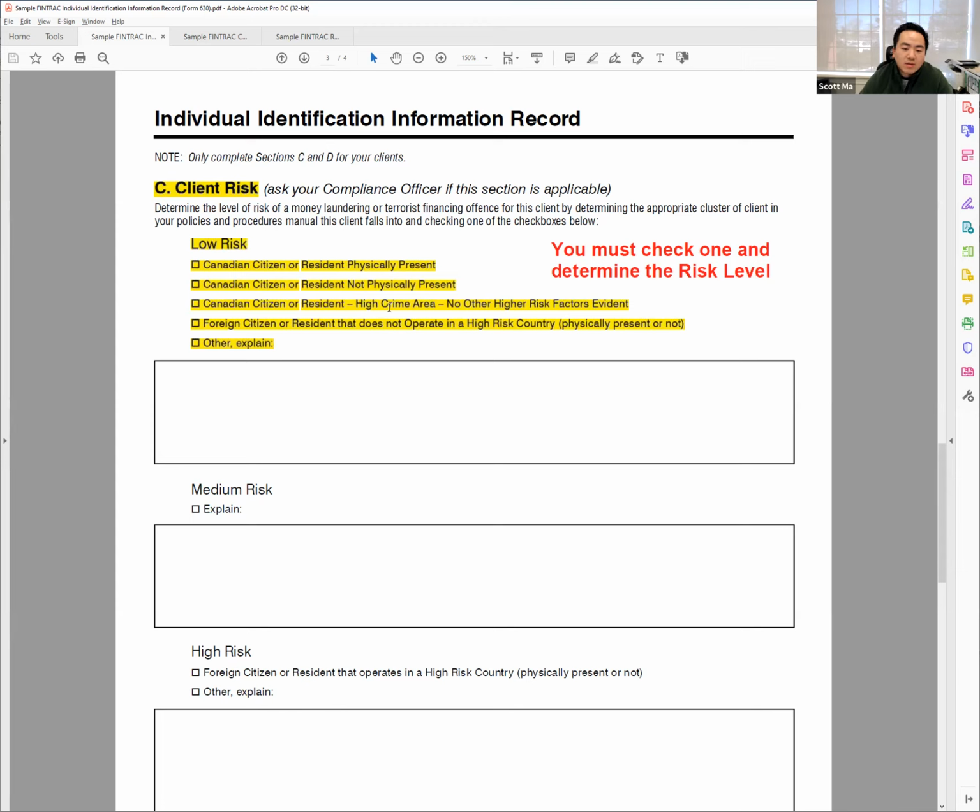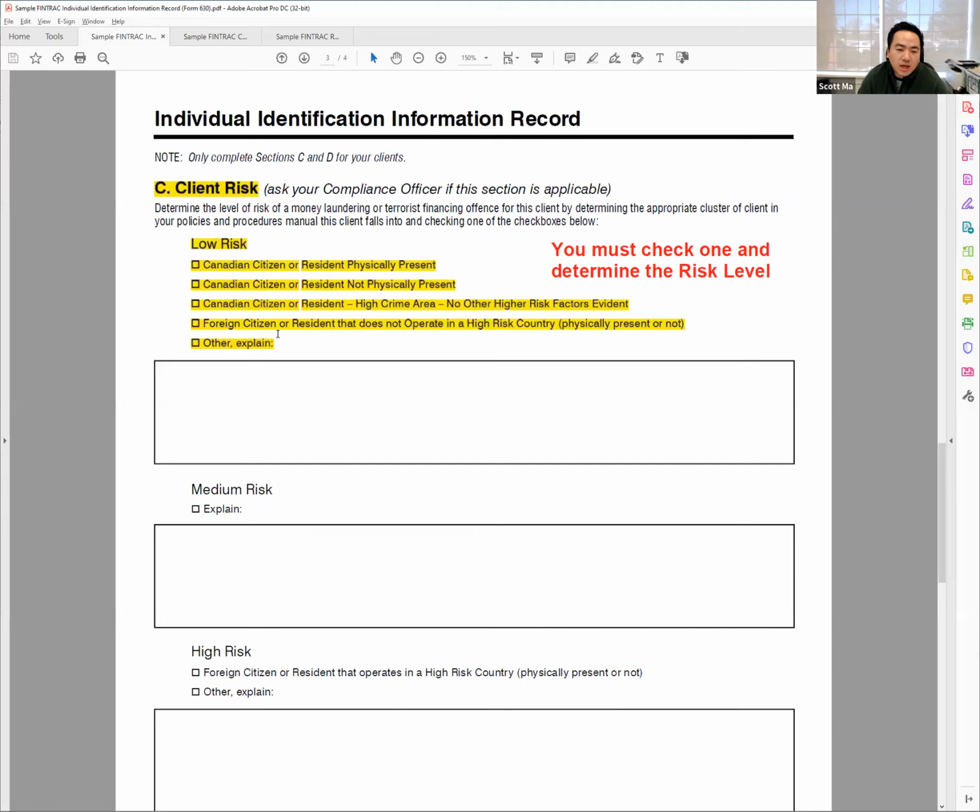And what is a high crime area? You can check on FINTRAC's website. They issue guidance on what those terms mean, because they do change over time. And the other category is foreign citizen or resident who does not operate in a high risk country, whether they're physically present or not.